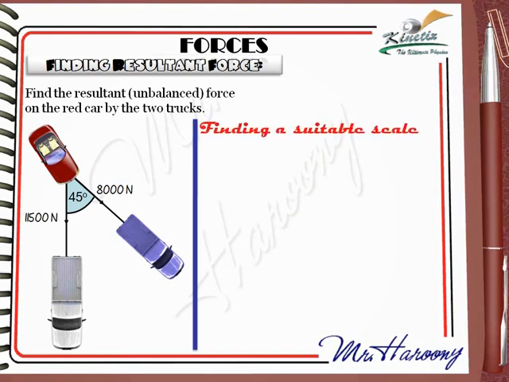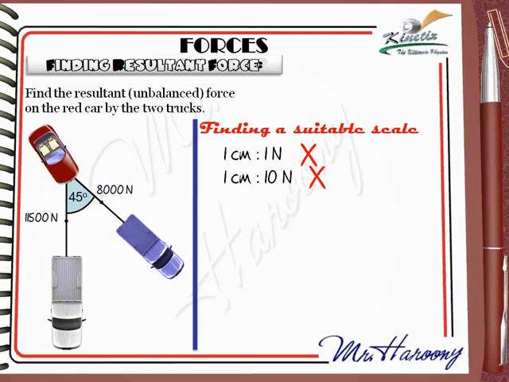Finding a suitable scale. The first scale we normally think about is 1 centimeter to 1 newton. In our case, this means that you need to draw the 8,000 newton force as a line of 8,000 centimeters length. Sure, this is impossible. So let's find a bigger scale, 1 centimeter to 10 newtons. This scale means that the 8,000 newton will be represented by an 800 centimeter line. This is also impossible on an A4 paper.